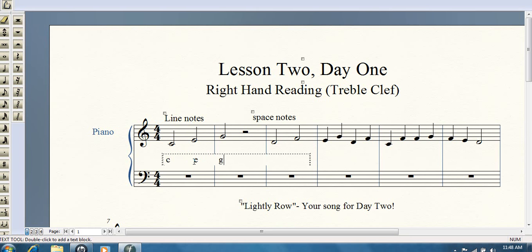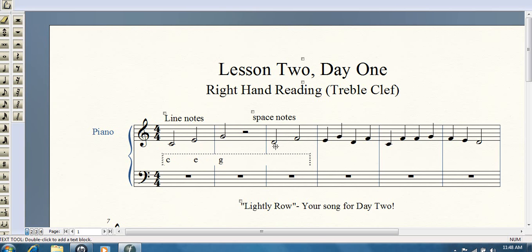Now look at how logical this is. C is right here. It skips up. You see how the notes are going up to E, and then it skips up to G. And notice I call these line notes because there's a line intersecting the C, there's a line intersecting the E, and there's a line intersecting the G.